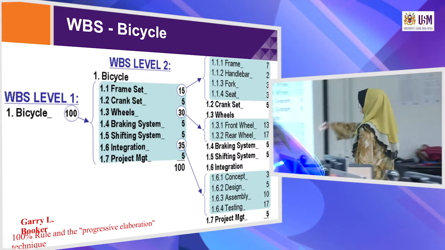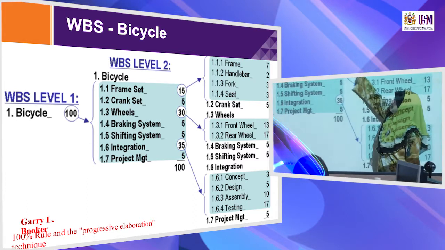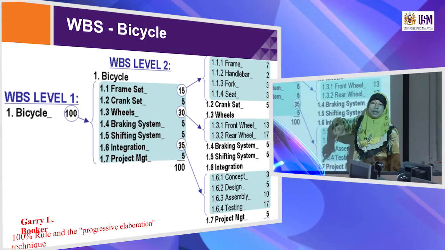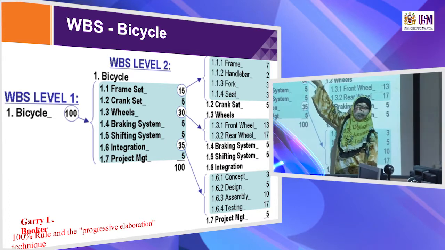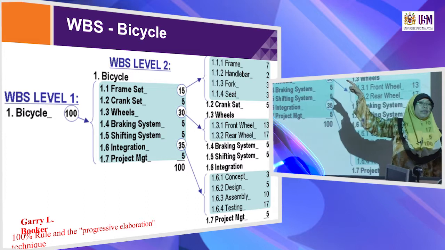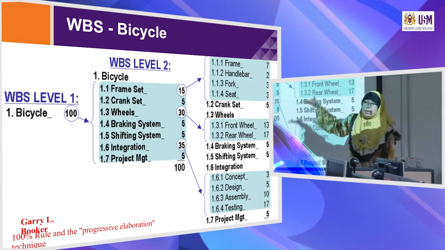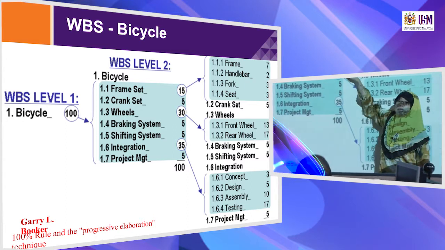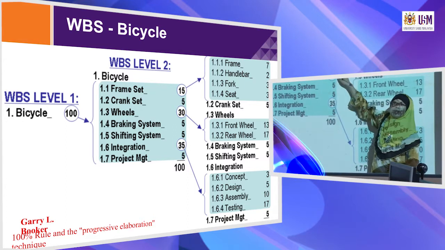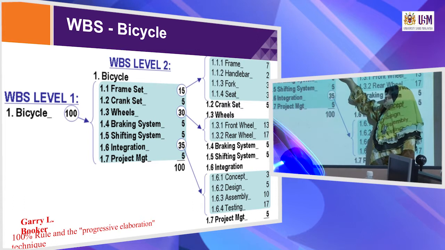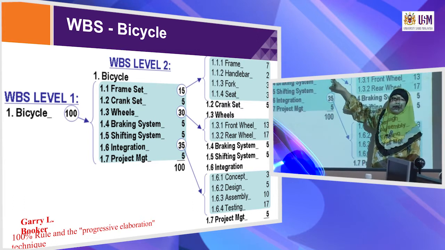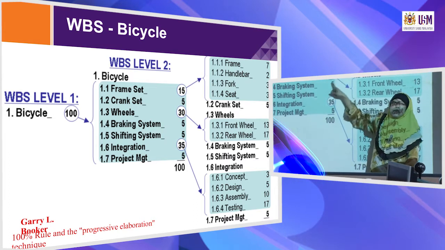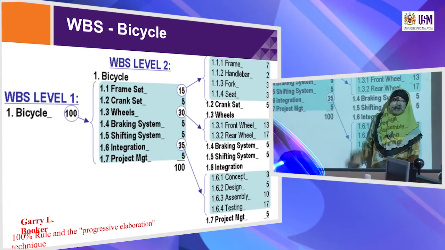So here you can see 15, 5, 30, 5, 5, 35, 5. This shows the importance of each part of the bicycle. So the frame set is important, 15. Crank set, not that important, only 5. Wheels are very, very important, so we give 30 marks for that.